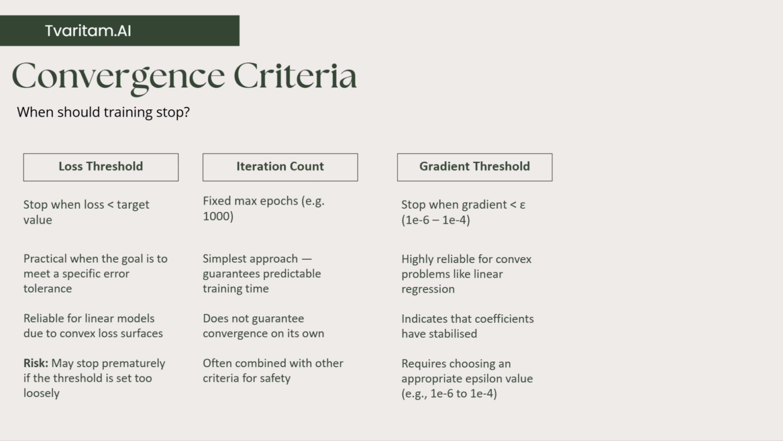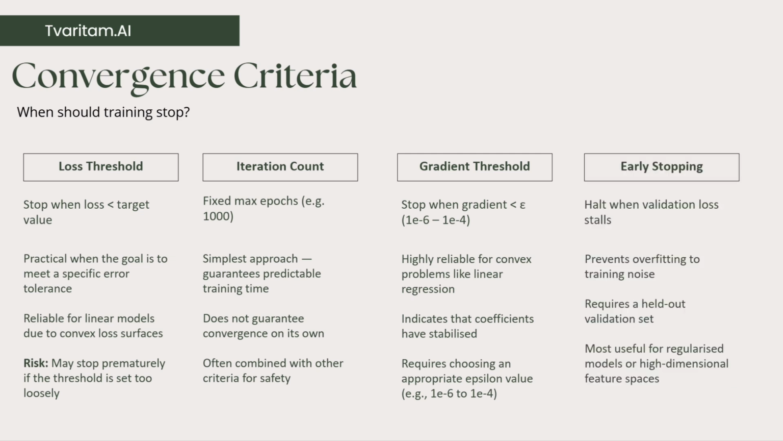Gradient threshold is another method, and here instead of monitoring the loss, we monitor the gradient. If the gradient becomes very small and goes below a certain threshold, it means the model parameters are no longer changing significantly and we are very close to the minimum. So we can stop the training process. This is especially reliable for convex problems like linear regression because a small gradient strongly indicates convergence.